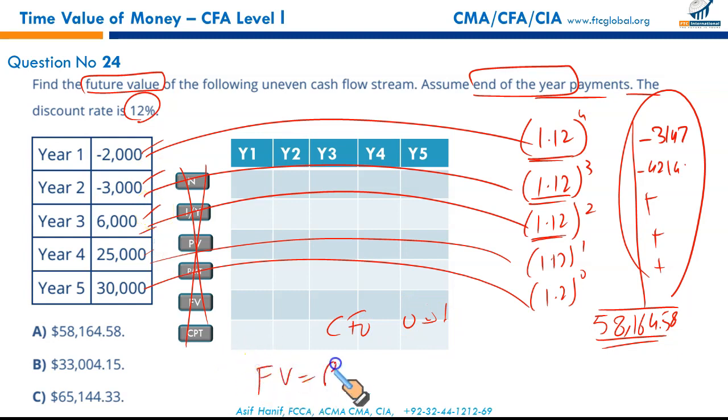Future value is equal to the cash in or out multiplied by 1 plus rate raised to the time period, which will be RF 4, 3, 2, and so on. So this is the only way I told you while doing the main overview. Unfortunately, that's the only way we'll do it. All right, so that gives you a total of 58,164.